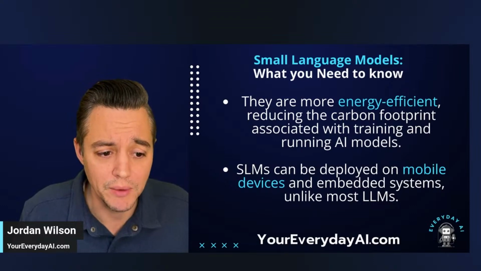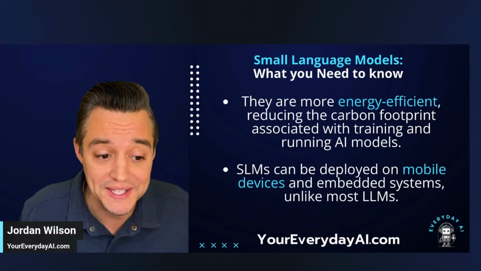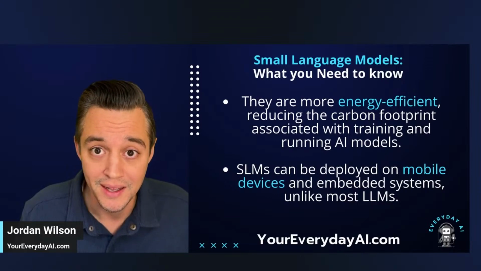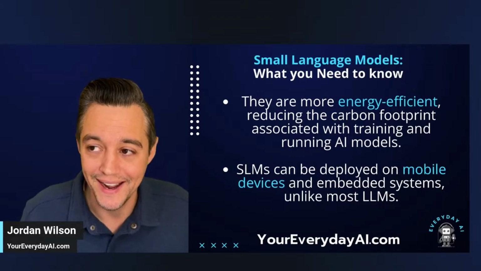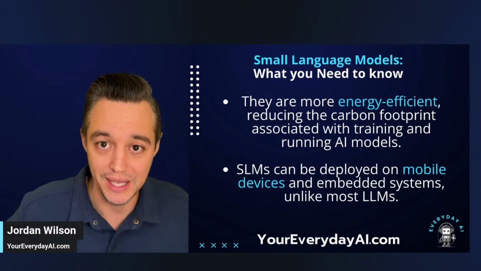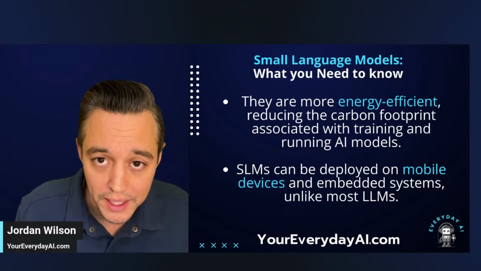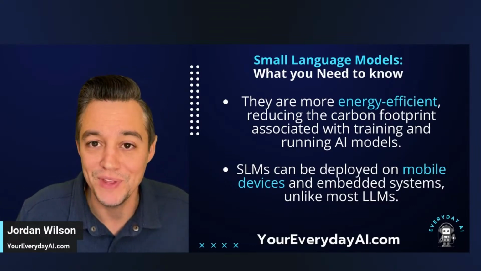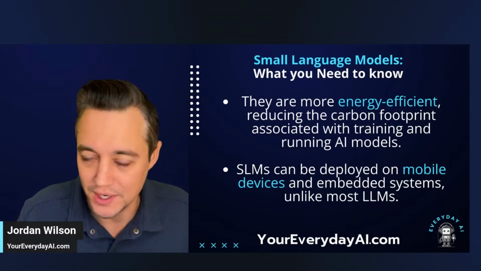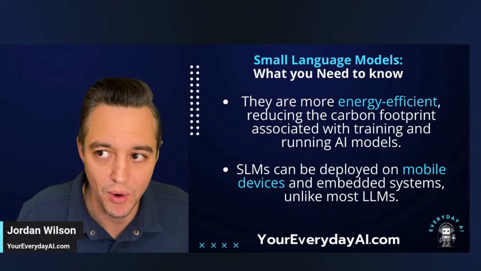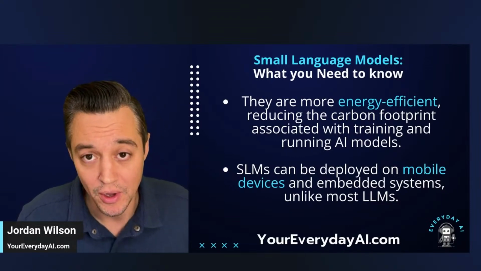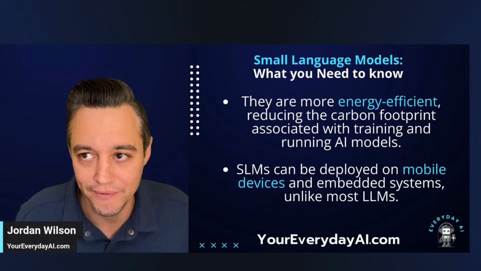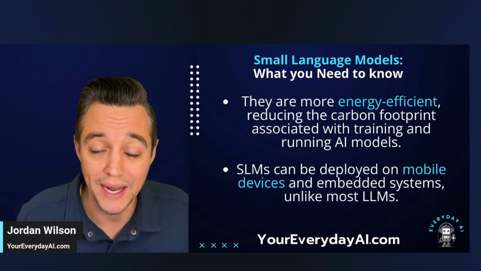Also, small language models can be deployed on mobile devices and embedded systems, unlike most large language models. So again, that's your edge AI, or your edge computing. That's bringing these language models locally to small devices, right? So you're seeing it on actual phones now, like the new Samsung S24 having Gemini Nano. Also, reportedly, Apple should be announcing their generative AI offering in June at the Worldwide Developer Conference.